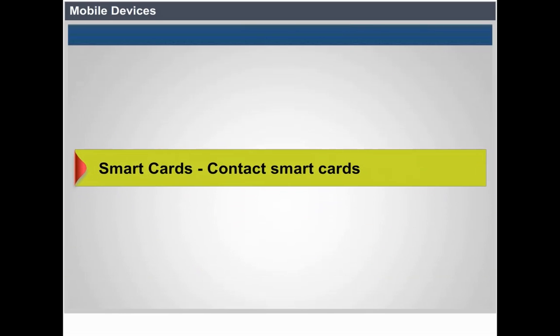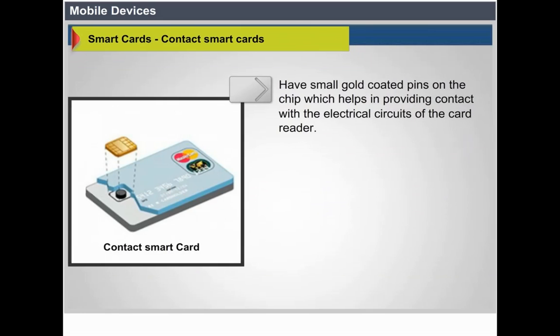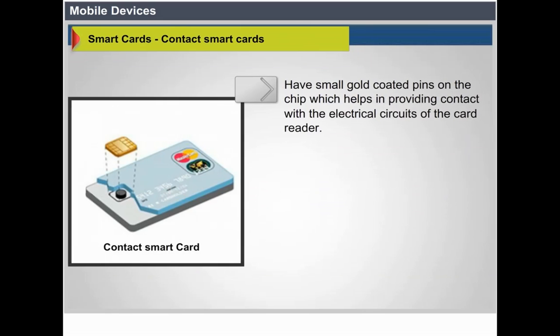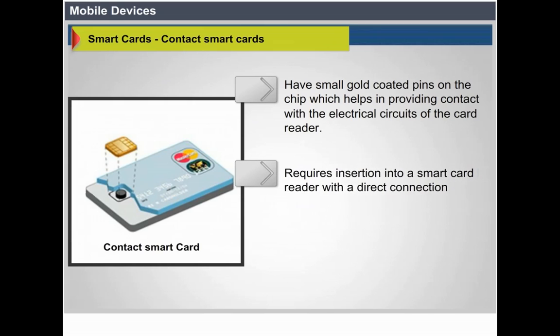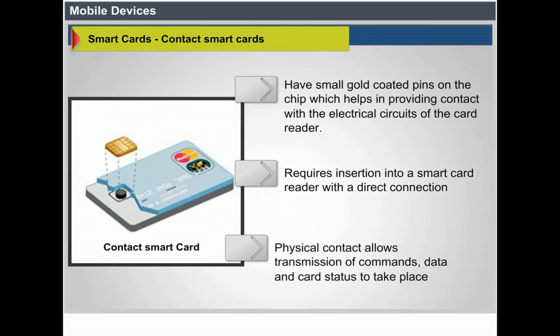Smart cards, contact smart cards, have small gold-coated pins on the chip providing contact with the electrical circuits of the card reader. They require insertion into a smart card reader with a direct connection. Physical contact allows transmission of commands, data, and card status to take place.